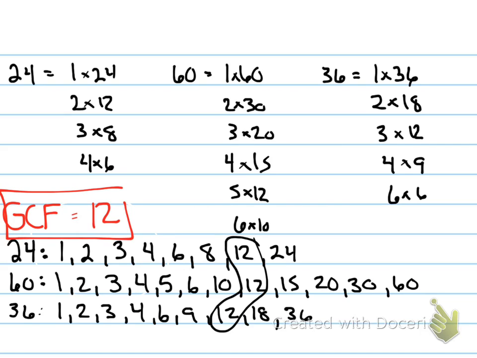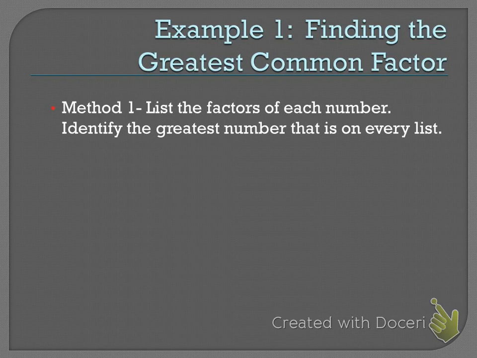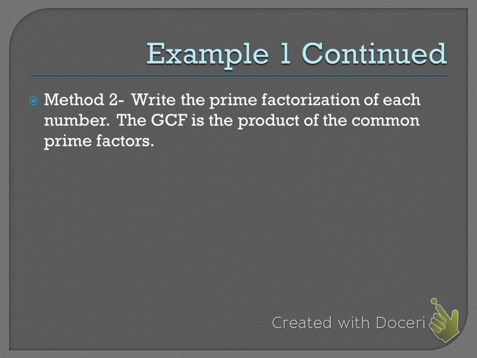GCF is 12. All right, now this only works when I'm dealing with relatively small numbers, because who would want to list all the factors of 120 and 960? Anybody want to do that? Okay, that's going to be no fun at all. So with listing factors, it only works with small numbers. Most of the time, we are going to solve using prime factorization, which is our second method of solving.